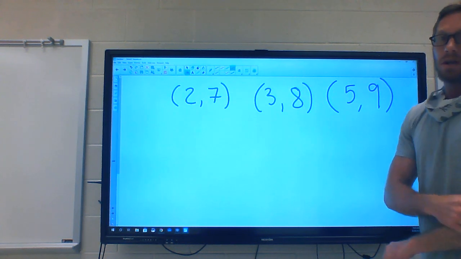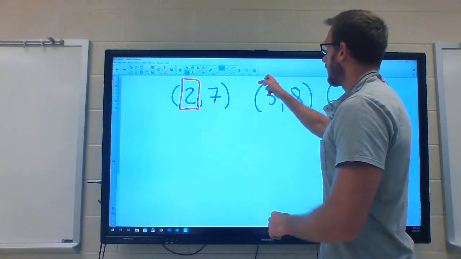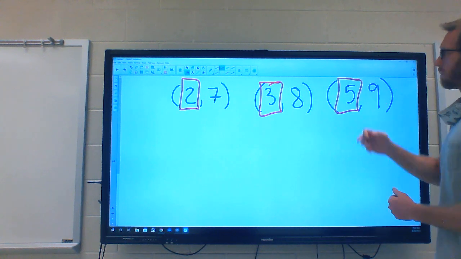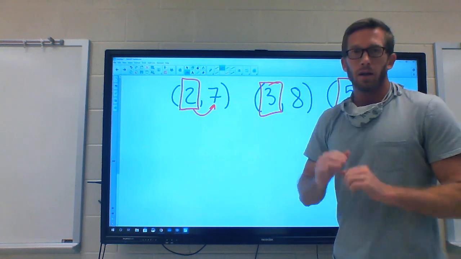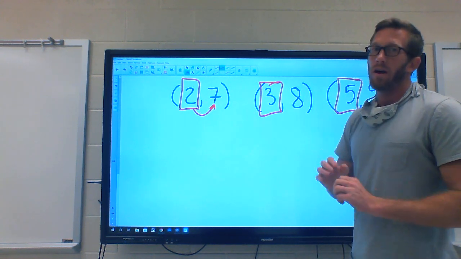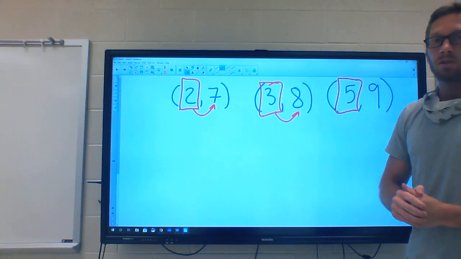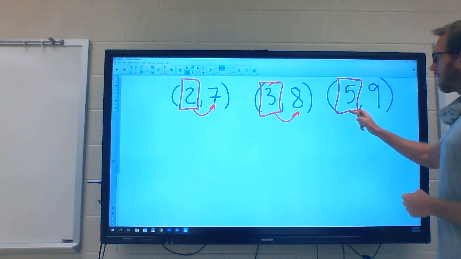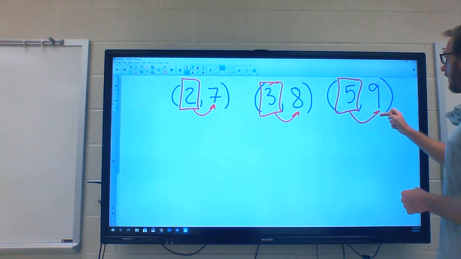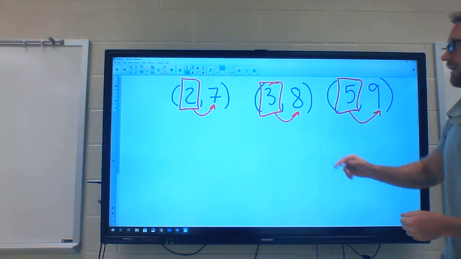However, in order for it to be a function, each of our x values can only lead to one specific y value. Meaning 2, now that we've declared it goes to 7, can only lead to an output value of 7. 3, now that we've declared it leads to 8, can only lead to 8. And 5, since we're saying 5 yields an output of 9, the only output 5 could ever have for this function would be 9.